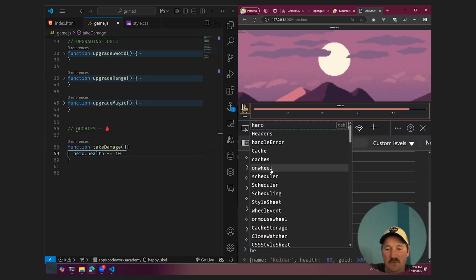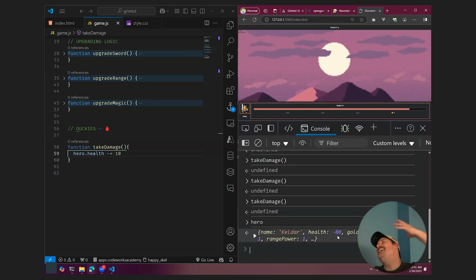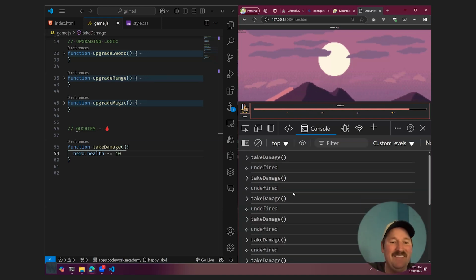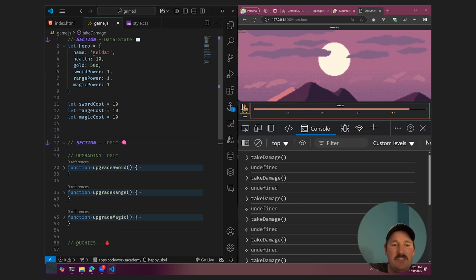And we say, where's my hero? My hero's health is at -80. I mean, I just beat the hero quite a bit, right? So our hero starts off with 10 health. Oh, I was thinking he started with 100. You were right. We were way dead.